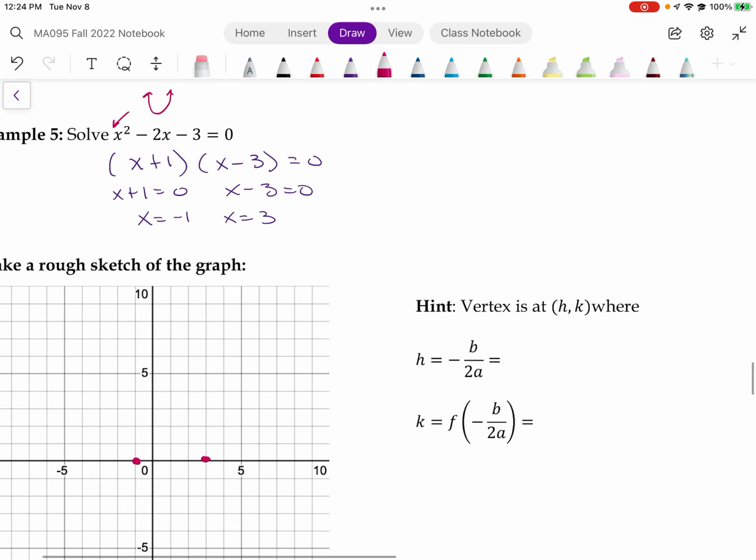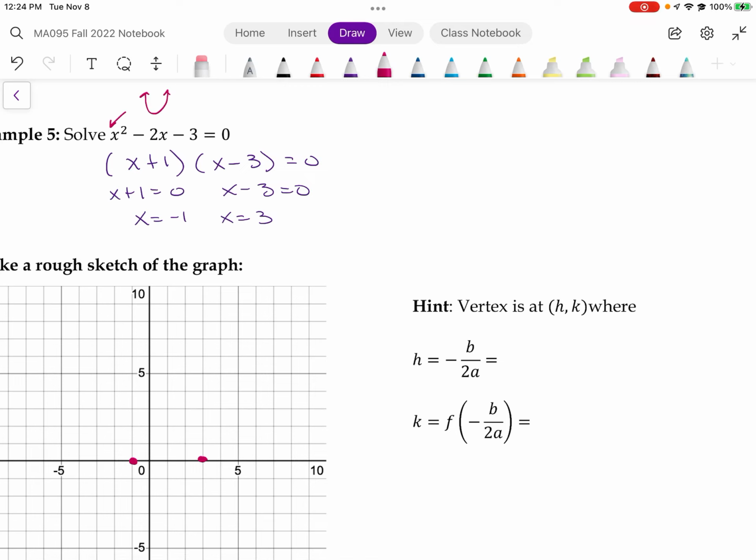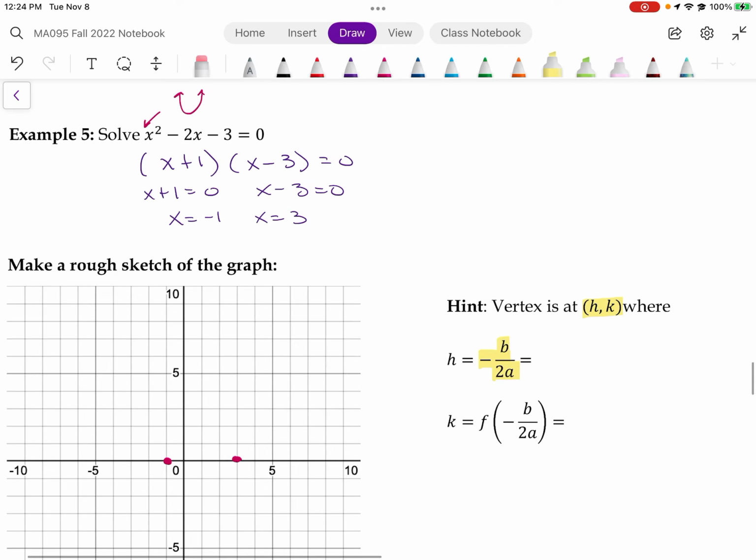So let's look at the equation for the vertex. The vertex is at (h, k), where h is negative b over 2a. Okay, so we need to figure out what a, b, and c are from our equation. A is the number in front of the x squared, that's 1. B is the number in front of the x, that's negative 2. We don't really need c, but just to be thorough, I'll say c is negative 3. So that came directly from the equation right there.